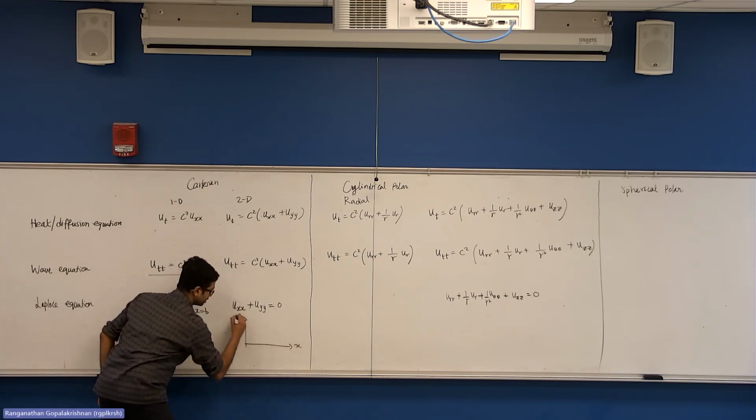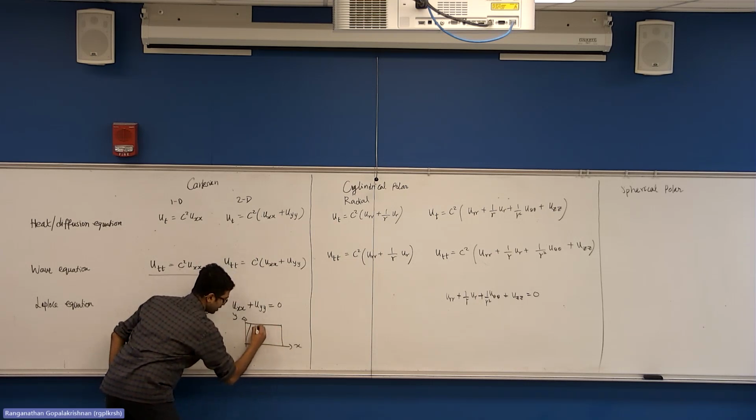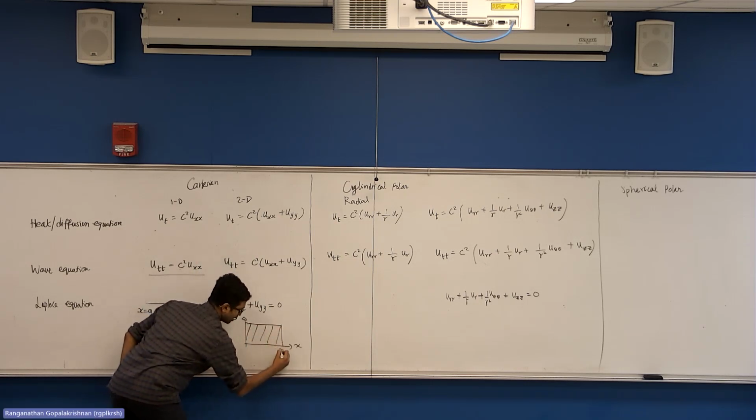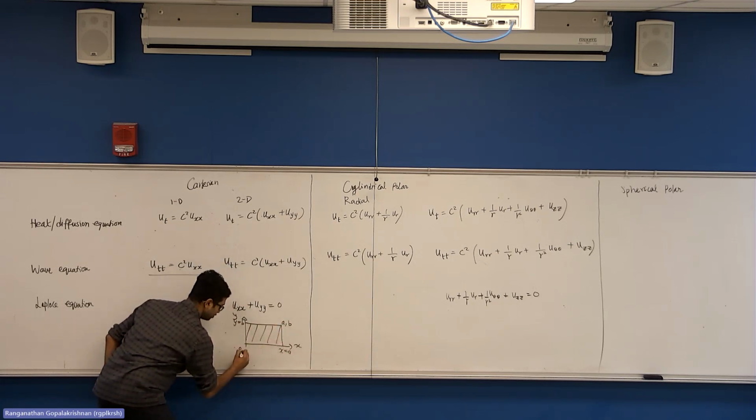So we'll call this x, we'll call this y. And let's say we have a domain which is like a rectangle, x equal to a, y equal to b. This is a comma b, this is 0 comma 0.